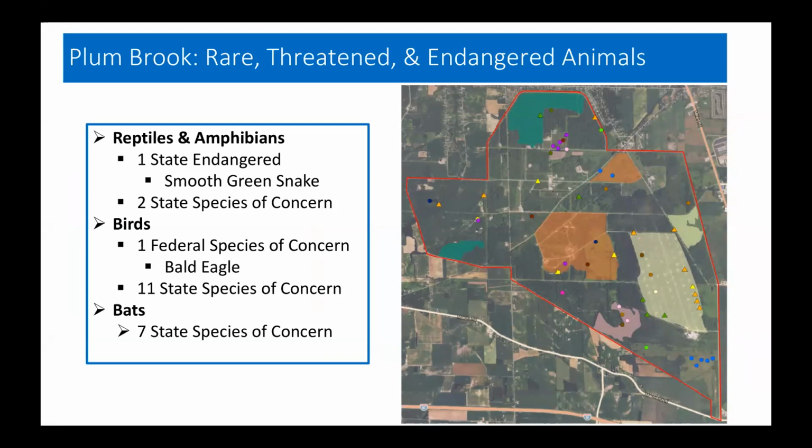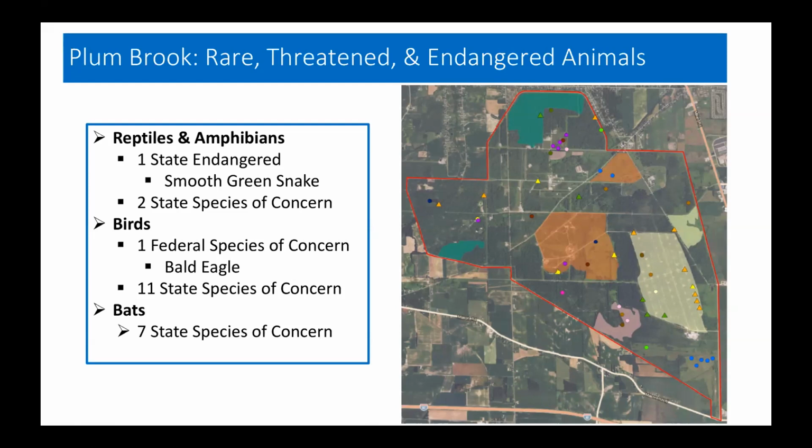So for reptiles and amphibians, we do have 1 state endangered, and that's the smooth green snake, which was really exciting. I got to see it one time when I was out in the field. Thankfully, it's really small, so it's not terrifying when it falls out in front of you. Then we have 2 state species of concern. For birds, we do have 1 federal species of concern, which is the bald eagle, and we have 2 active nests on site. And on top of that, we have 11 state species of concern. So Plum Station's a pretty big bird watching spot, especially with the employees. They get really excited. They have their binoculars for going out and about.